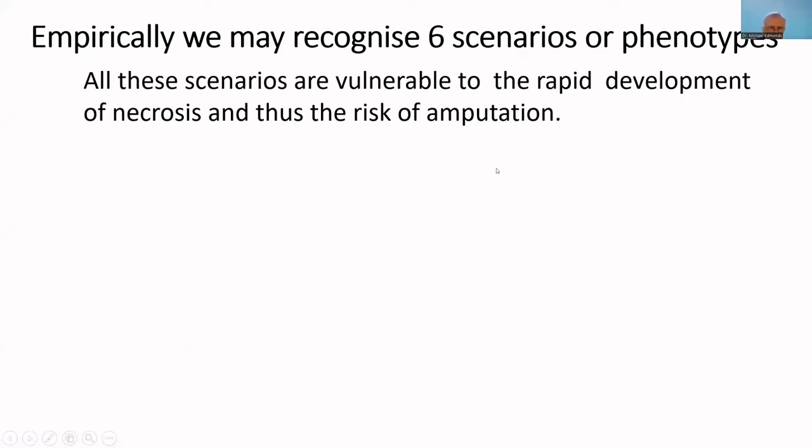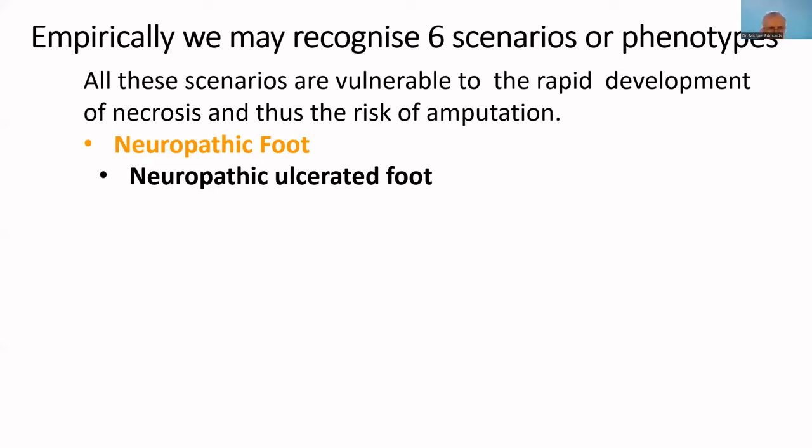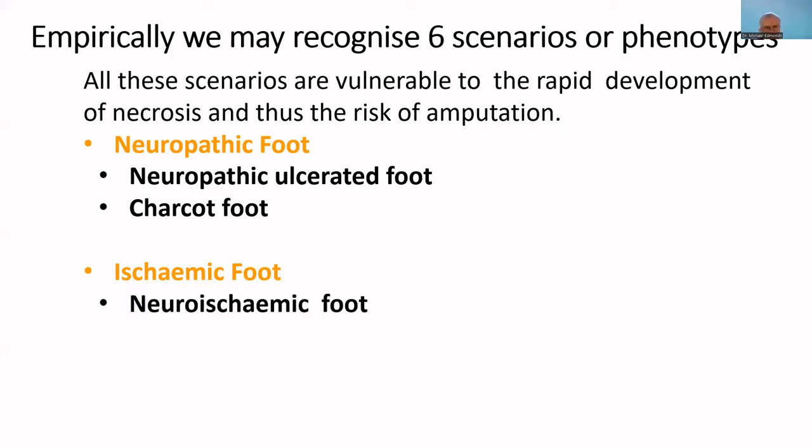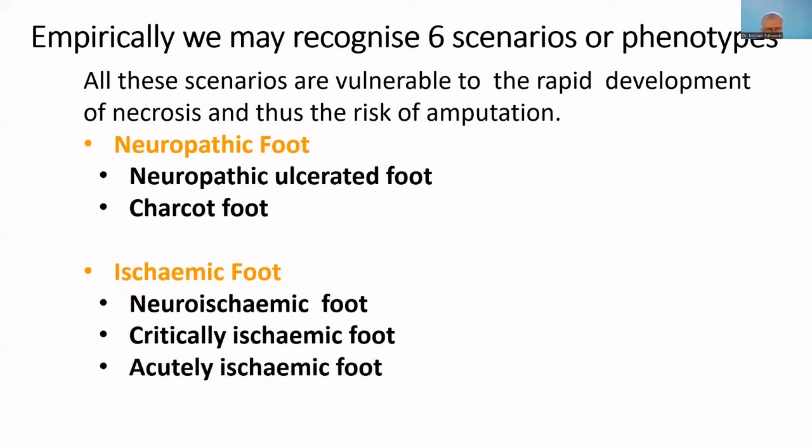Empirically, we can recognize 6 phenotypes. This is to help us understand the natural history. These scenarios are vulnerable to the rapid development of necrosis and thus the risk of amputation. In the neuropathic foot, we recognize the neuropathic ulcerated foot and the Charcot foot. And in the ischemic foot, clinically, we can recognize the neuroischemic foot with mild, moderate ischemia, the critically ischemic foot with severe ischemia, the acutely ischemic foot with sudden, overwhelming ischemia, and the renal ischemic foot.